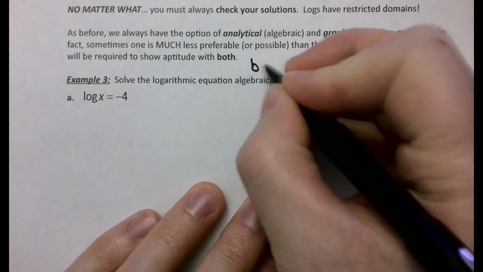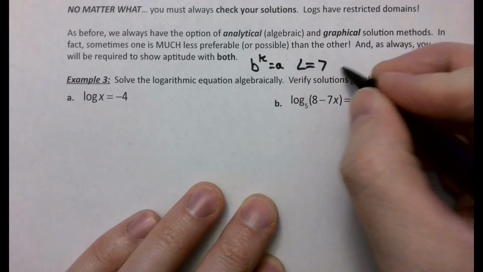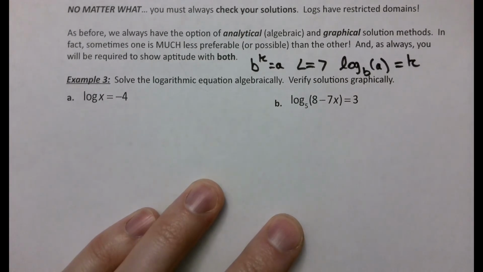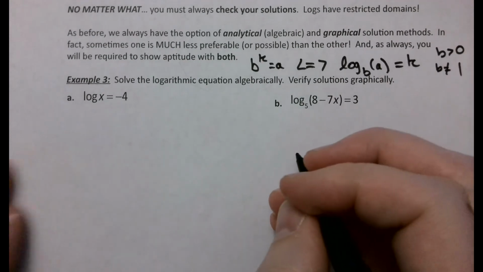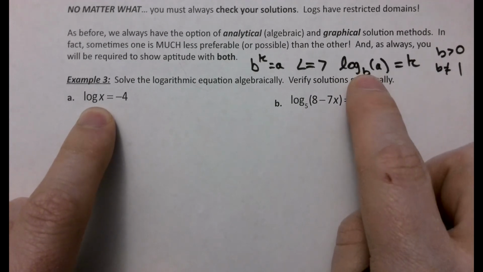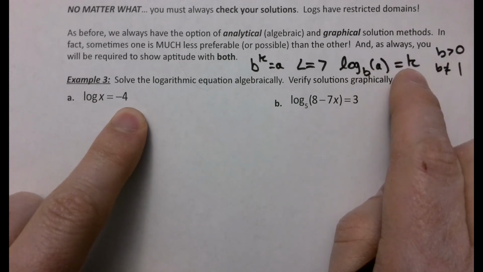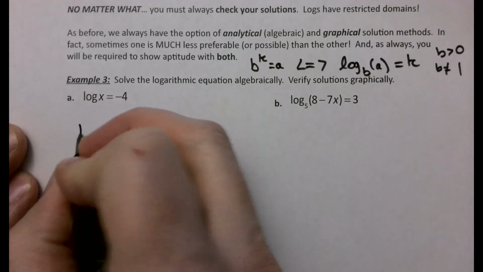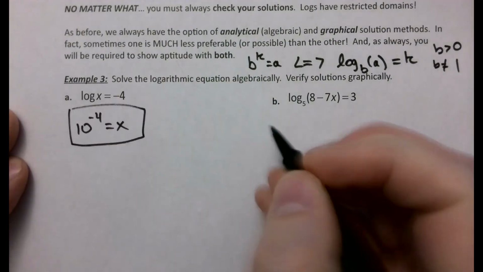So recall, b to the k equals a is true if and only if log base b of a equals k, and the conditions were that b had to be greater than 0 and b could not equal 1. So this is in the logarithmic form. Note the base here is 10, that's our b. The x is our a, the -4 is our k. So if I rewrite this in exponential form, we would be writing 10 to the -4 equals x. And voila, we're done. That's the answer.